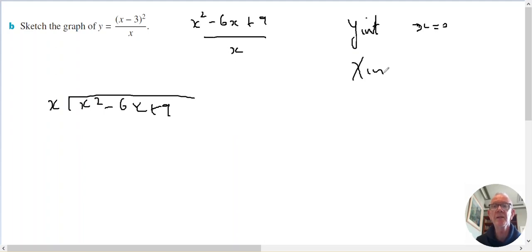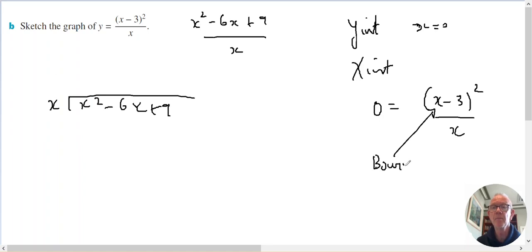To find the x-intercept, then I make y equal to 0, and I've got (x minus 3) squared on x. Therefore, it should bounce at x equals 3. So I've got a bouncing situation occur.